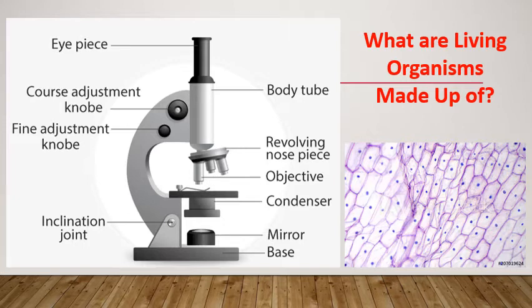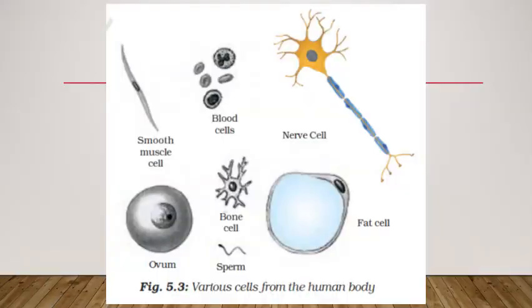We can try preparing a temporary mount of a peel of onion of different sizes. What do we observe? Do we see similar structures or different structures in the given slide? These structures look similar to each other. Together they form a big structure like an onion bulb. We find from this activity that onion bulbs of different sizes have similar small structures visible under a microscope.